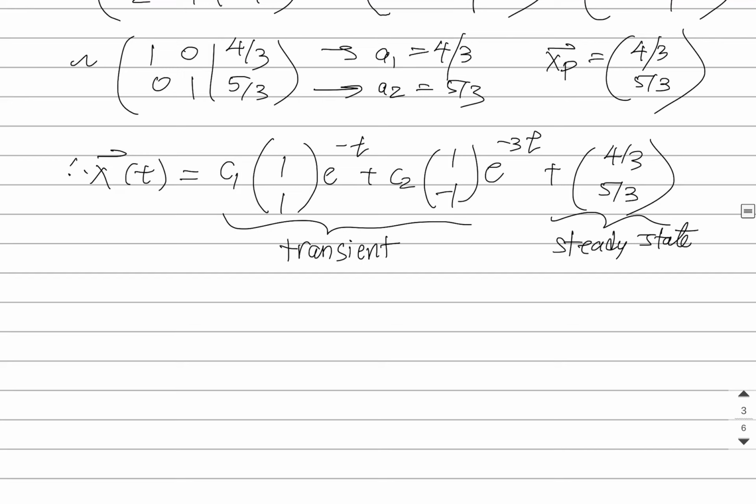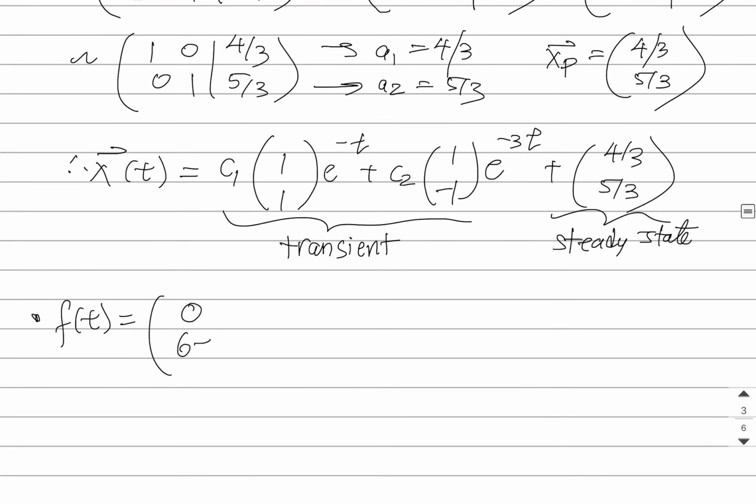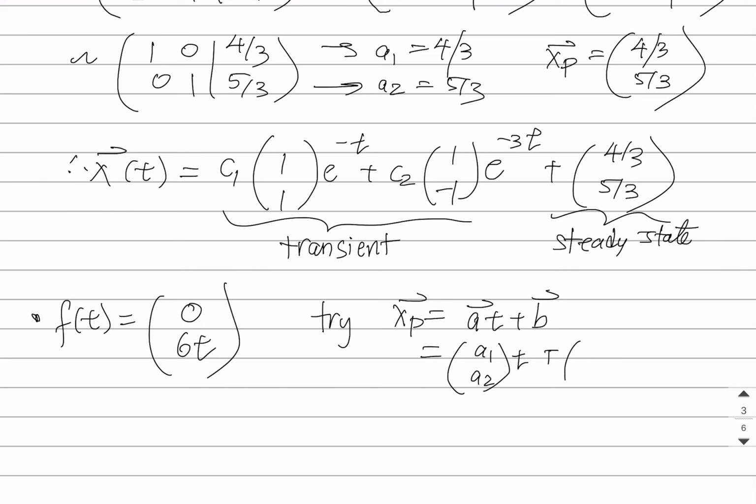Now, in principle, the method works exactly the same regardless of the driving force we've got. If we take, for example, the driving force on this right-hand side to be a linear function, so 0 and 6t, that means we need to try a particular solution that is proportional to that driving force. The driving force is linear, so let's take the most general linear form that we can: a t plus b. In the 2x2 case, remember that this is going to work out to 4 unknowns that we need to figure out.